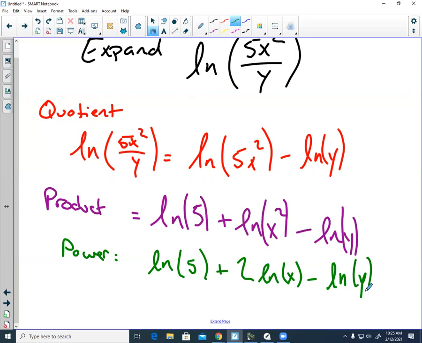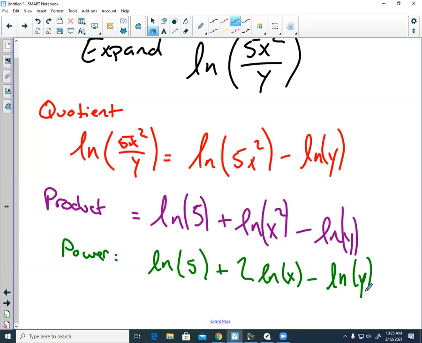Typically, the order of expanding things goes quotient, product, power. Typically, the order of the way that you do things when you're expanding goes quotient, product, power. Now, I'm not going to say that happens every single time, but I would bet most times that's the order that I try things. Quotient, then product, then power. Those are the 3 ways that you're going to do this.